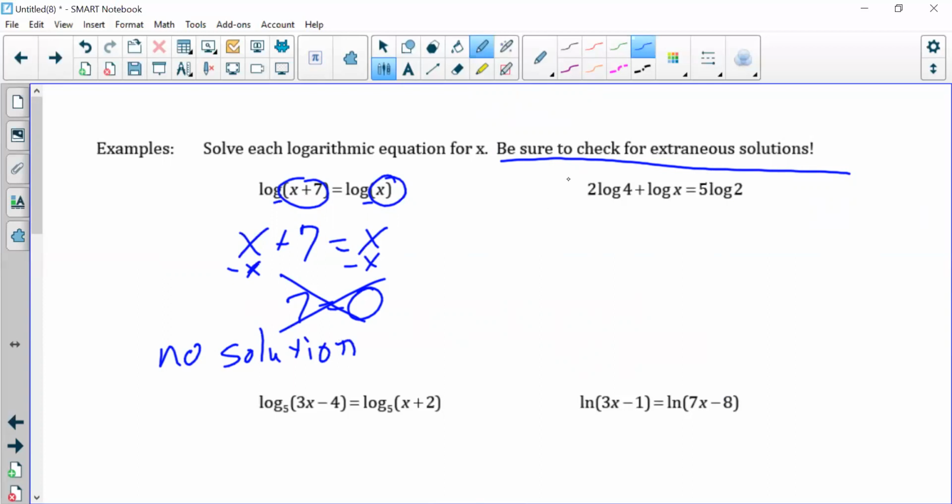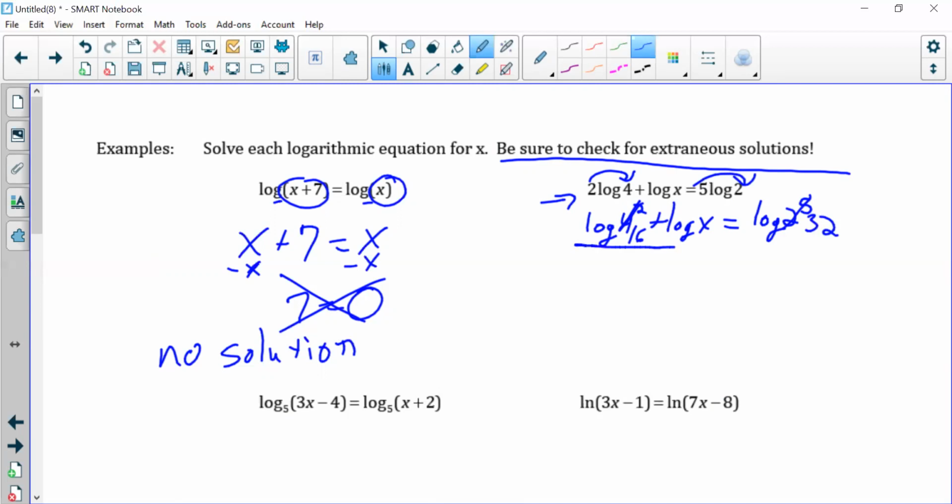Let's condense these guys. All right, first move your exponents. So the log of 4 squared plus the log of x equals the log of 2 to the 5th. All right, let's do something about these numbers to their exponents. So 4 squared, we know that's 16. 2 to the 5th, we know is 32. Just go ahead and simplify these guys while we got them.